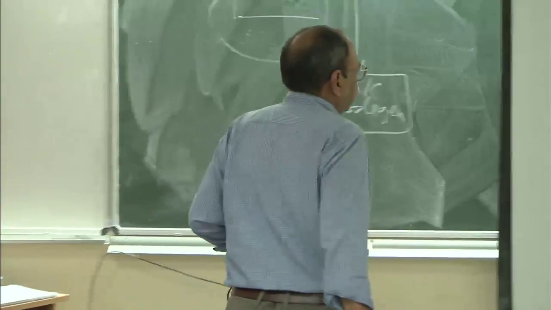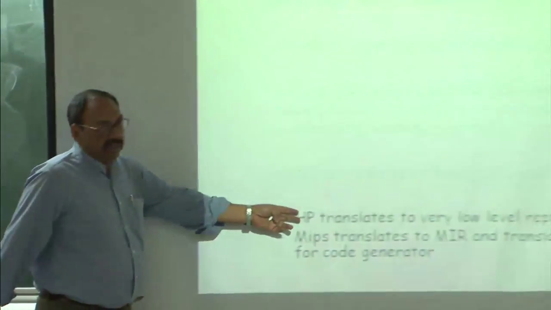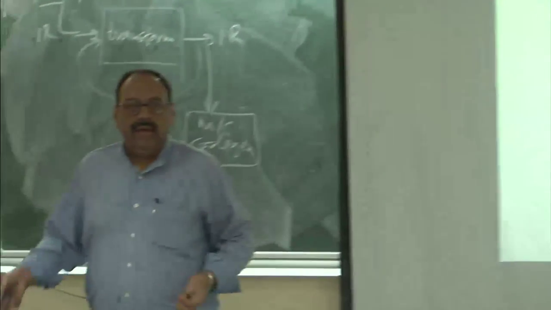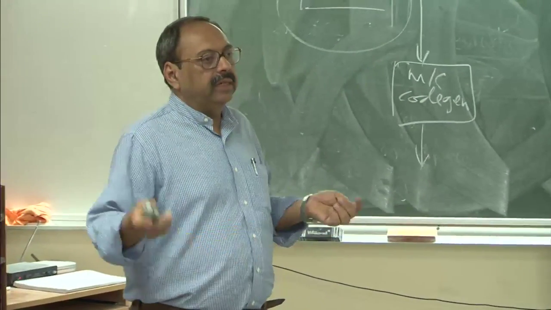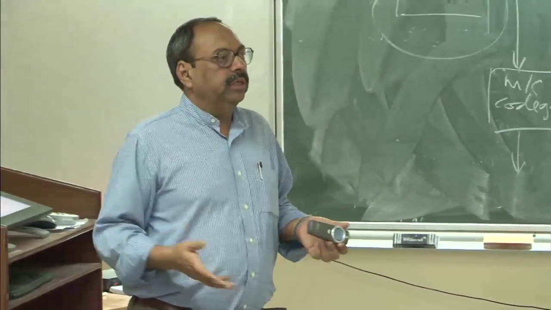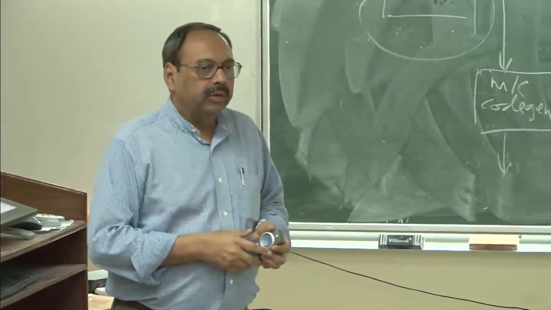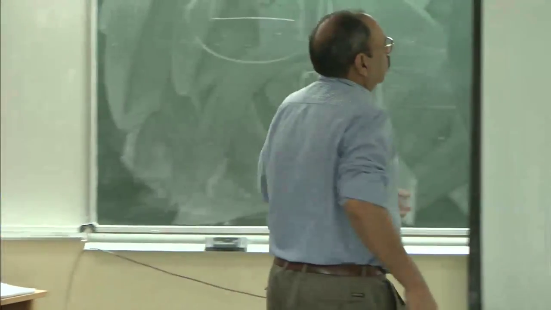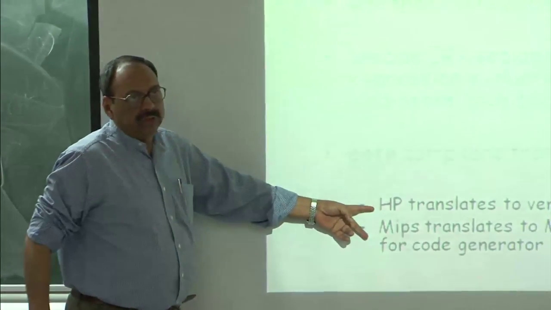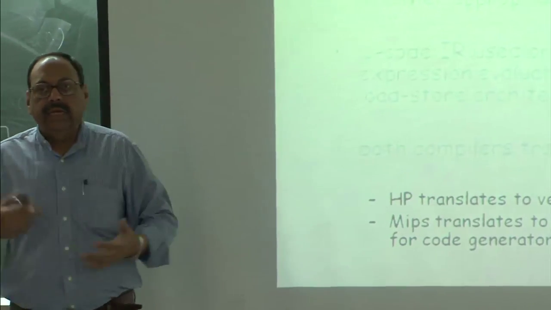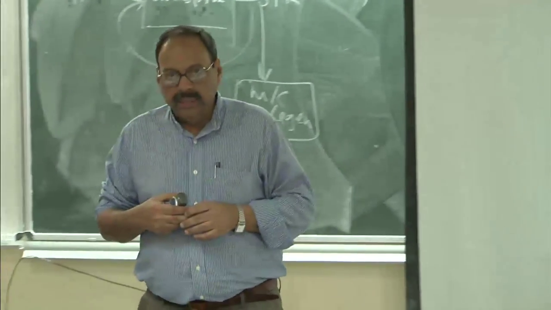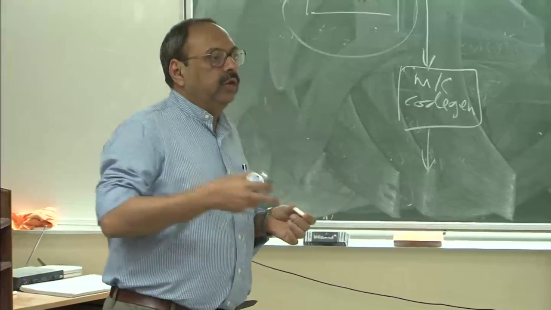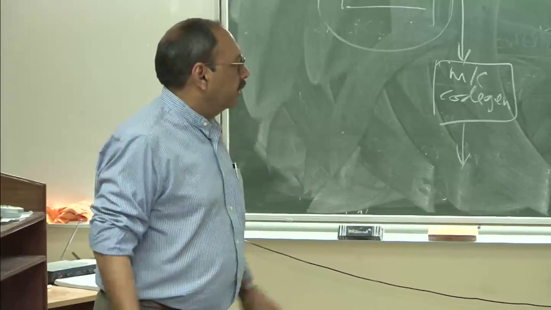Because if the HP group decided that our architecture line for the next 10 to 15 years is going to be the same, then why should I have an IR and keep on translating? I'll straight away go to something which is very close to my machine. And I know that for the next 10 years, I don't have to worry about it. Okay? So by looking at this, you cannot really arrive at a conclusion which one is better. You have to look at the life cycle of your compiler and see how many times you are going to reuse parts of this compiler, how frequently your machines are changing, and so on.